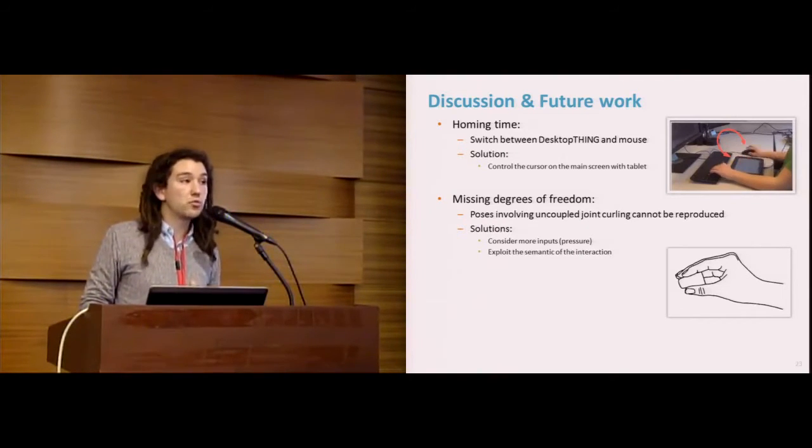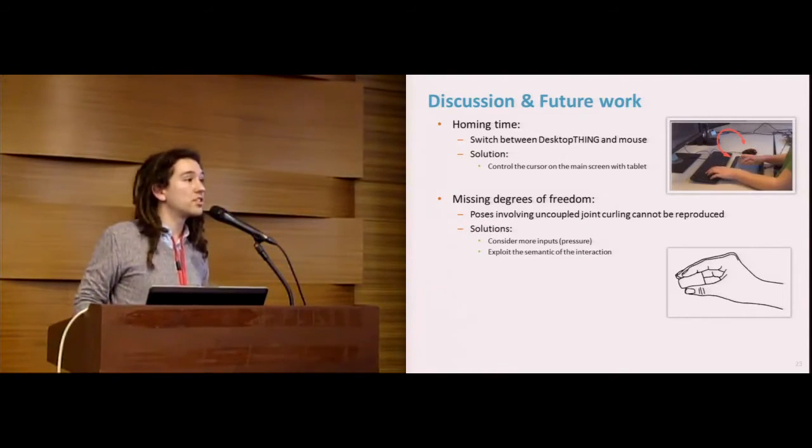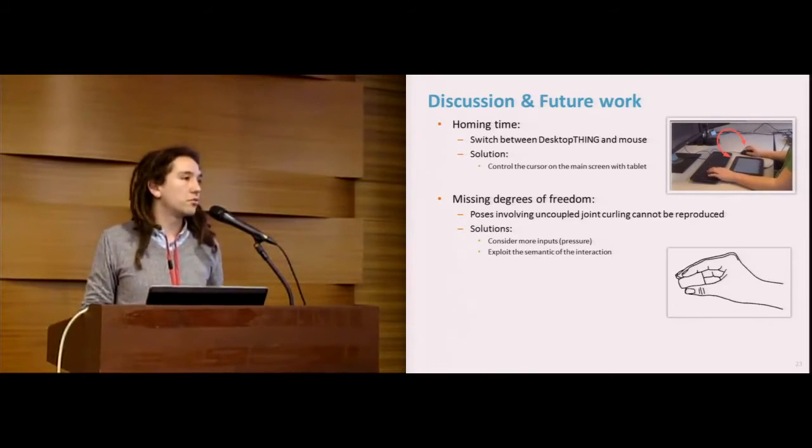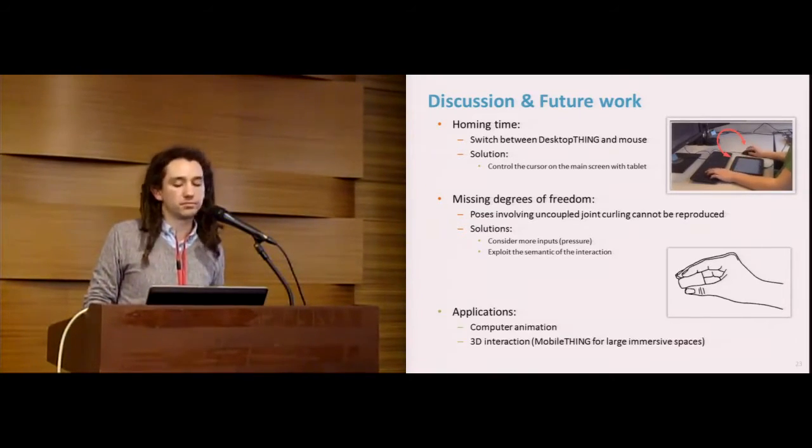So yet another solution will be to instead exploit the semantic of the interaction. For instance, we could imagine if we want to grab a 3D object, adapt the trajectories of each finger to fit the shape of the object in order to grab it more realistically.